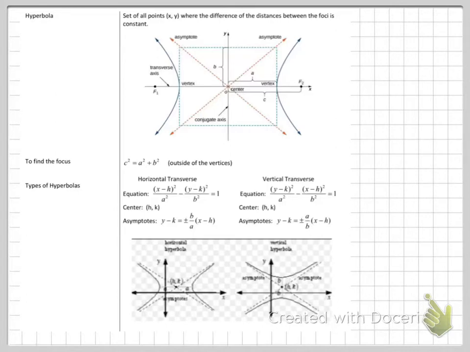Okay, section 9.3, hyperbolas. You can read at the top, a hyperbola is a set of all points x, y, where the difference of the distance between the foci is constant. So notice difference. So our equation for hyperbola has a minus sign in the middle, right? Ellipse had a plus sign, hyperbola has a minus sign.